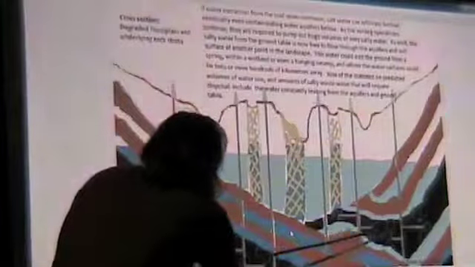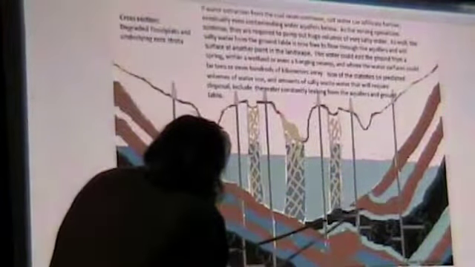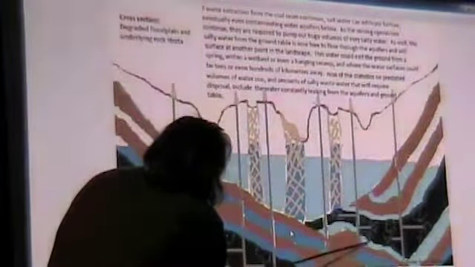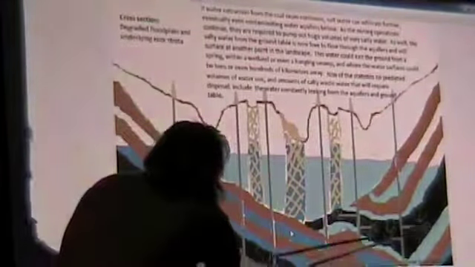And as they keep pumping the water out, the salt water now infiltrates in through these cracks and starts infiltrating down into the lower aquifers as well.